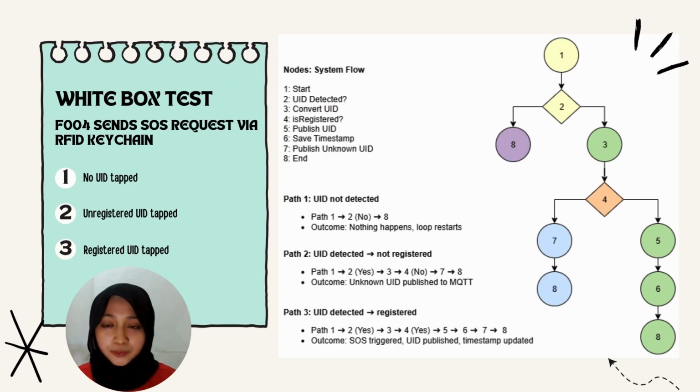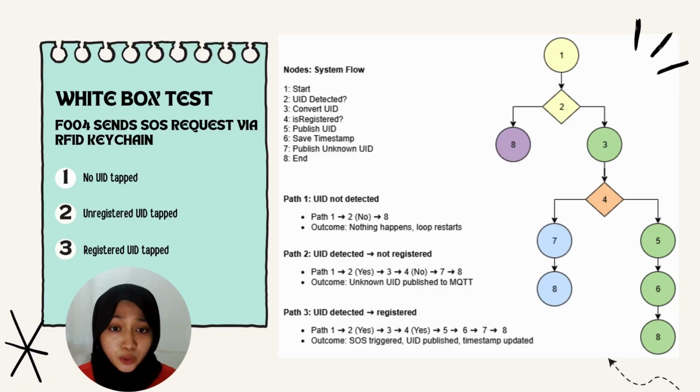So this is the whitebox test for F004, which is send SOS request via RFID kitchen, which involves a few parts. This is a control flow diagram. Part 1, we recognize as UID not detected. It will go to flow 1, 2, and also it goes to 8, which is the end. Then part 2, we have UID detected, but not registered. So it will go to 1, 2, and 3, 4.